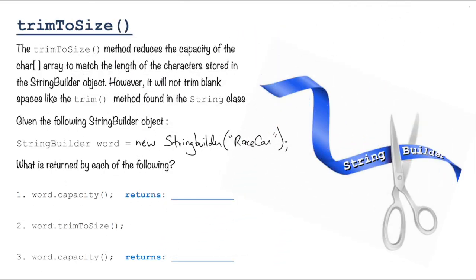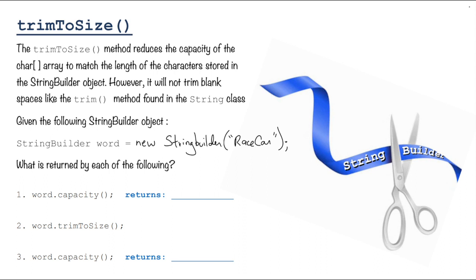So here we have the trimToSize method, which reduces the capacity of the character array to match the length of the characters stored by a StringBuilder object. However, it will not trim the blank spaces like the trim method found in the String class.